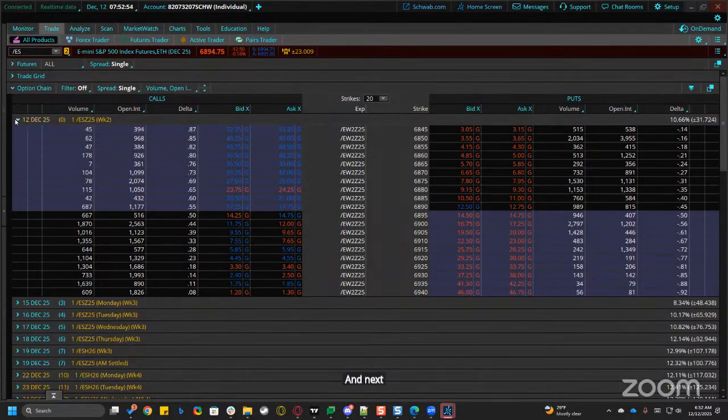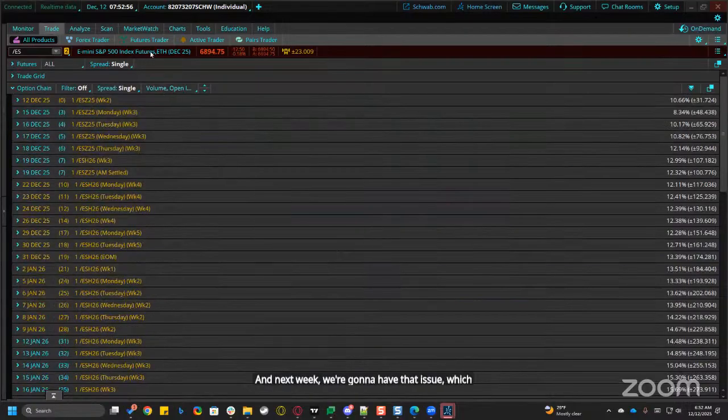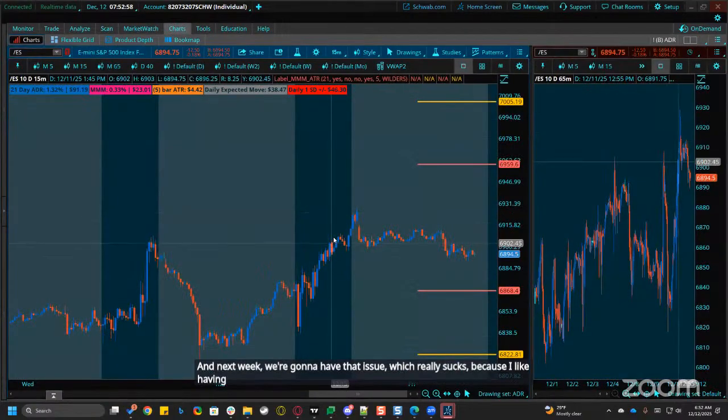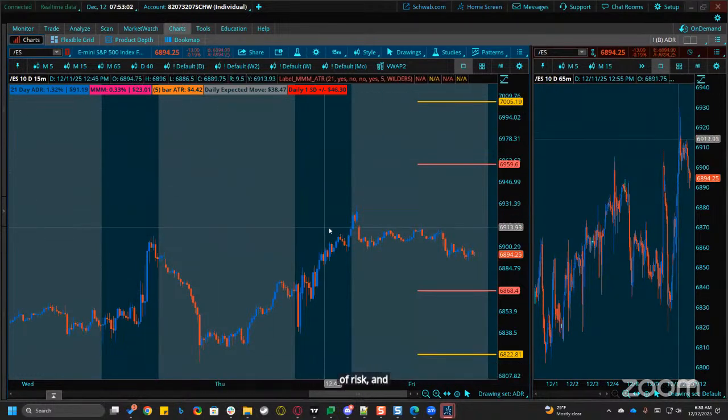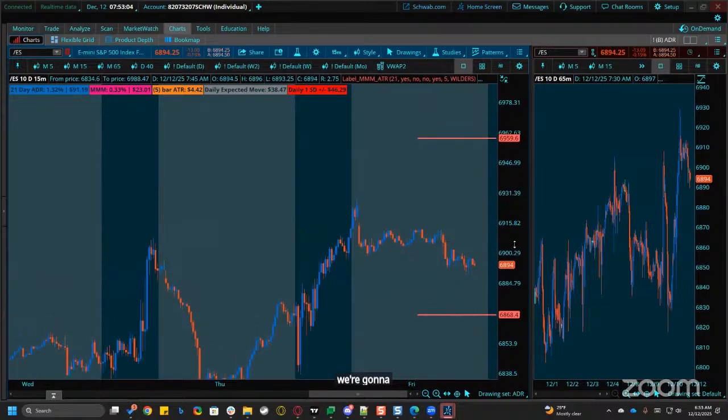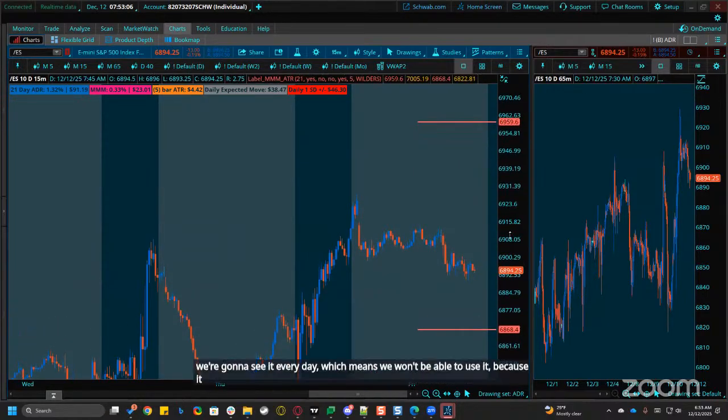And next week, we're going to have that issue, which really sucks because I like having my market maker move as a signal of risk. And on OPEX week, we're going to see it every day, which means we won't be able to use it because it's a false positive.